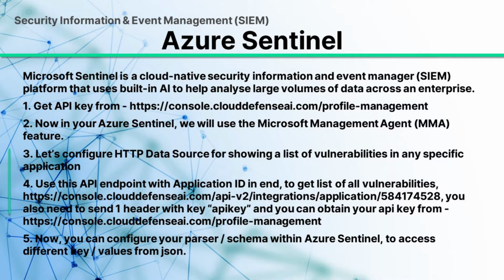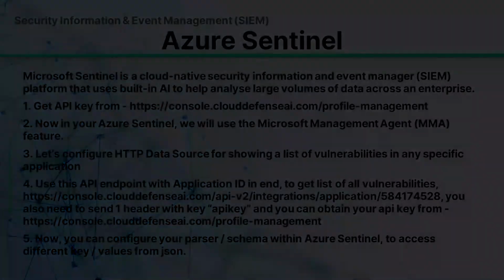Now in your Azure Sentinel, we will use the Microsoft Management Agent, MMA, feature. Let's configure HTTP data source for showing a list of vulnerabilities in any specific application. Use this API endpoint with application ID in end to get list of all vulnerabilities. You also need to send one header with key, API key, and you can obtain your API key. Now, you can configure your parser/schema within Azure Sentinel to access different key/values from JSON.